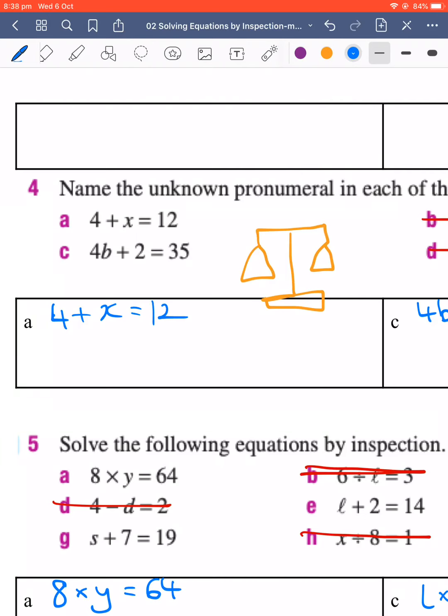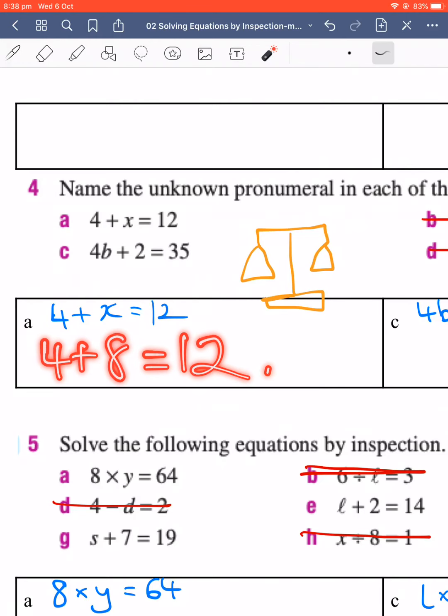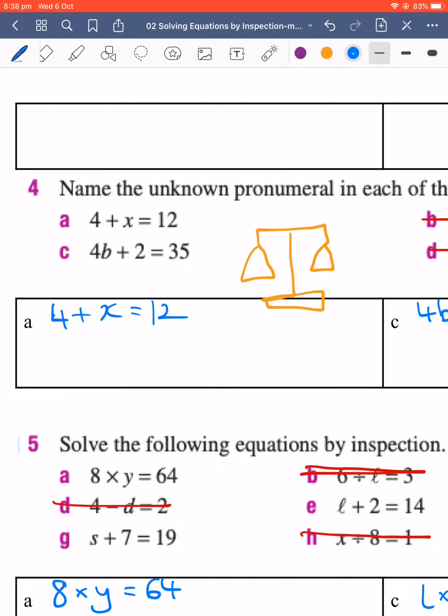One other way that you could do this is to use the balance method. If I have 4 here, I want to take that 4 away so I just have the x left by itself. So if I take 4 away from here, I have to take 4 away from here. So 12 minus 4 is actually 8. And I can double check by substituting it in. 4 plus 8 does indeed give me 12. So my x value is 8, and I've double checked that.